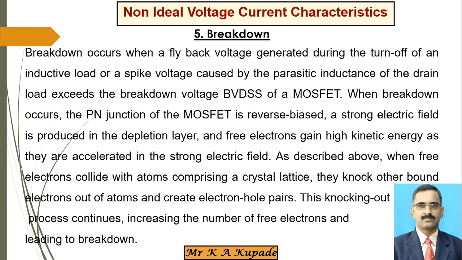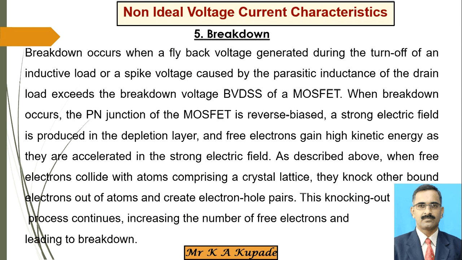Because of the turn off, the inductive load causes a spike voltage, and the parasitic inductance of the drain load exceeds the breakdown voltage BVDSS of the MOSFET, and due to that this happens.